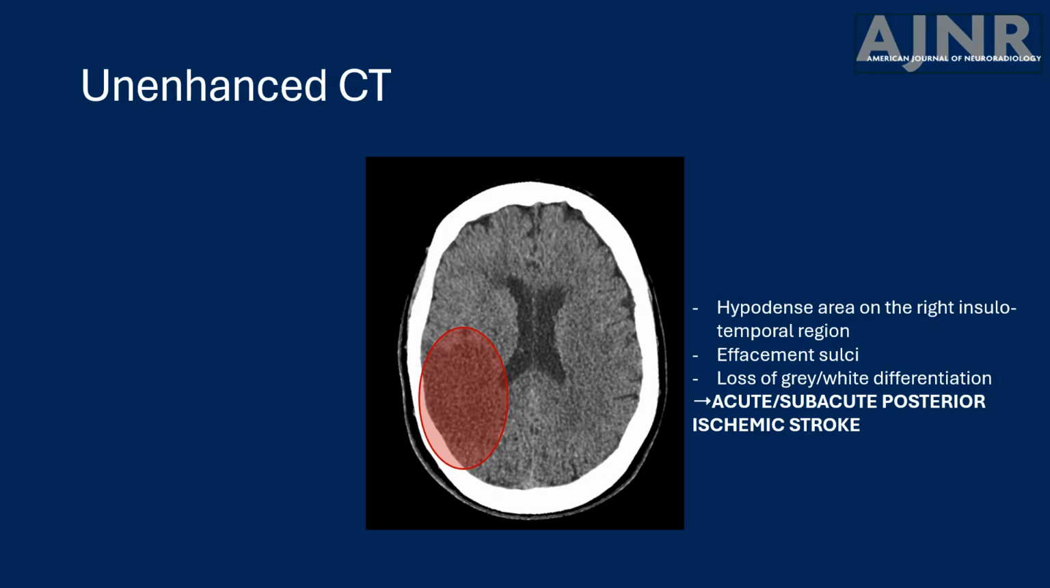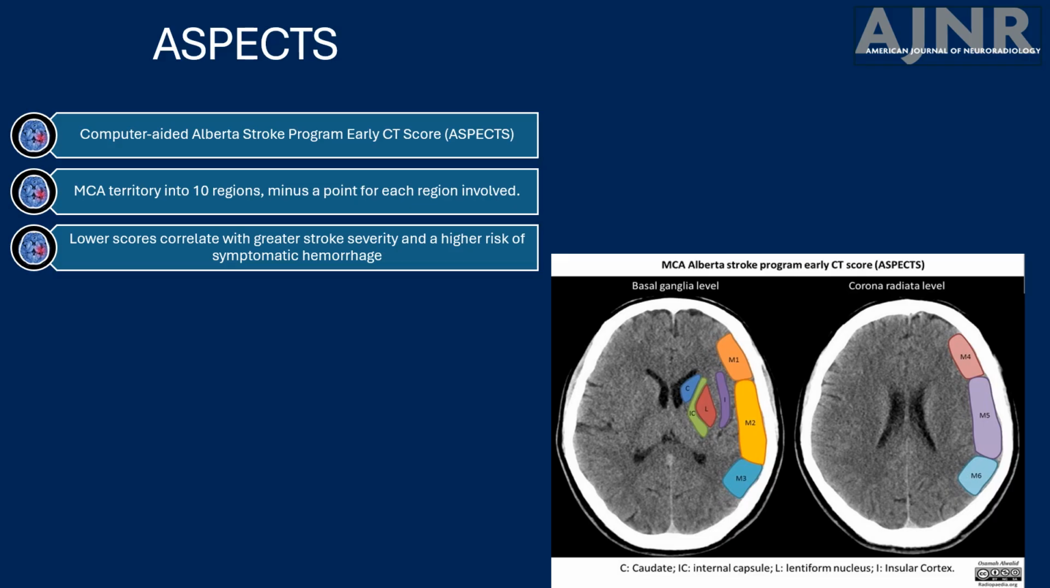But sometimes we might also seek help in the form of computer-aided diagnosis. And especially for MCA strokes, we have the Alberta Stroke Program Early CT Score, or ASPECTS for short. That is a 10-point system used to quantify acute ischemia on non-contrast CT imaging based on the degree of involvement of the MCA territories. The ASPECTS system divides the MCA territory into 10 regions, deducting a point for each region involved. So a normal MCA territory scores 10, while diffuse MCA involvement scores 0. In this case, lower scores correlate with greater stroke severity and higher risk of symptomatic hemorrhage.